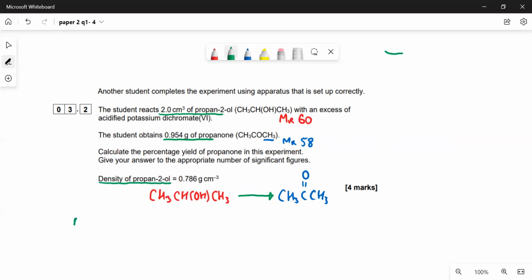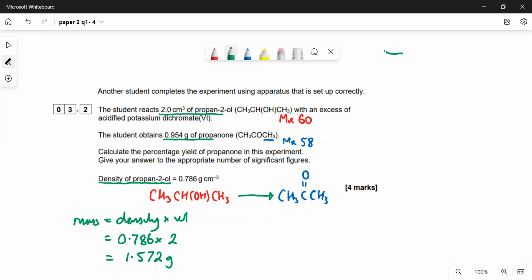So mass is equal to density times volume. The density is 0.786, and the volume is 2 centimeters cubed. That is going to give us 1.572 grams of propan-2-ol.